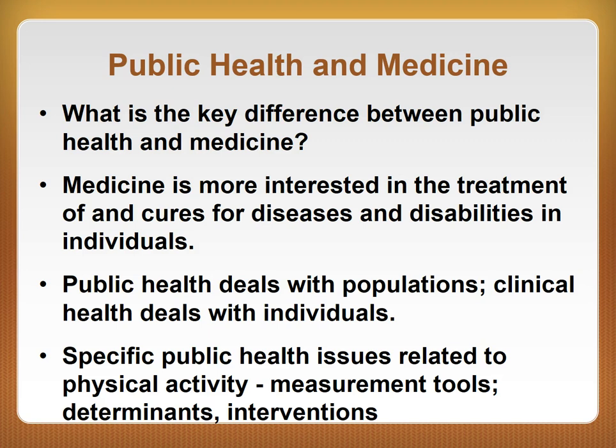Just keep this in mind. Public health deals with populations, clinical health deals with individuals. This distinction should be made clearly here and throughout the course. So clearly, public health should be focused on problems that affect or could affect a substantial portion of the population. When it comes to the specific public health issues related to physical activity, we usually focus on the physical activity measures, correlates and determinants of physical activity behavior of specific populations, and physical activity interventions, and so on.